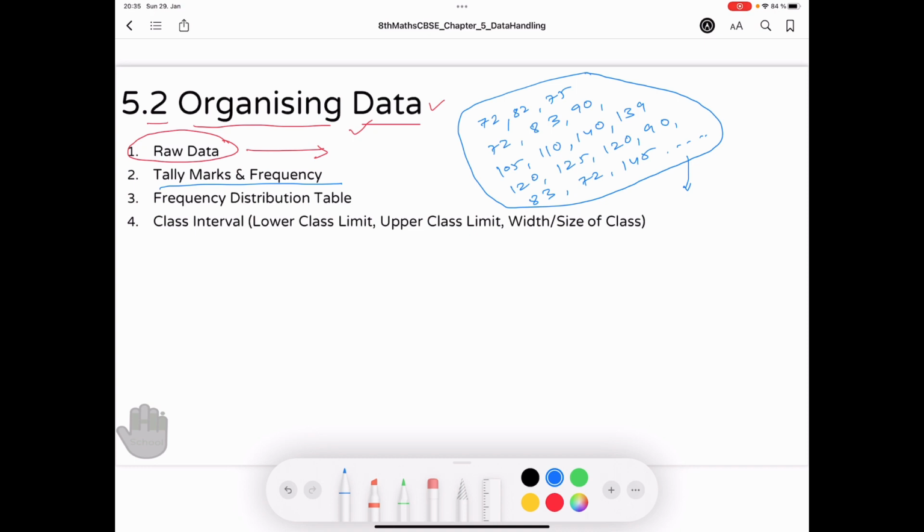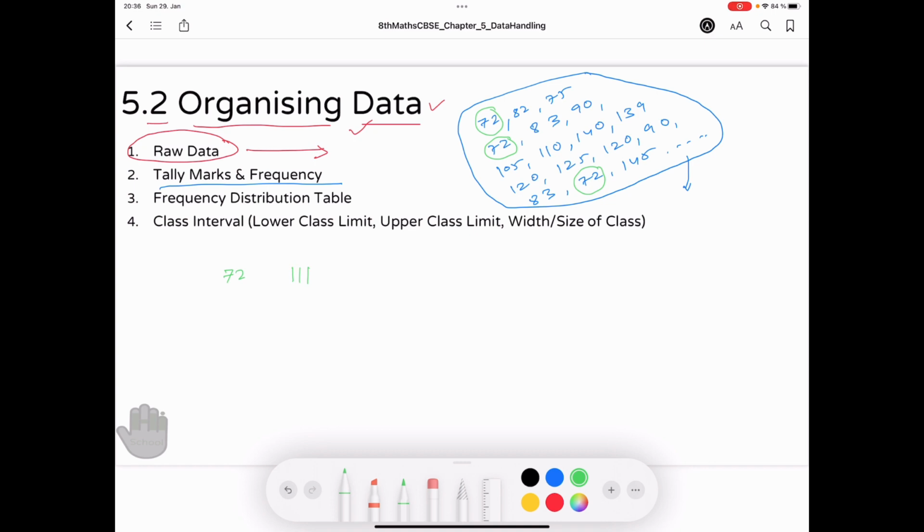Okay, in order to organize the data, we'll have to see how many times each value occurs. For example, we'll take note of the first heartbeats per second, which is 72, and look for how many times it has come in the entire raw data collection. So 72 came once, 72 came twice, 72 came thrice, so 3 times it has come here.